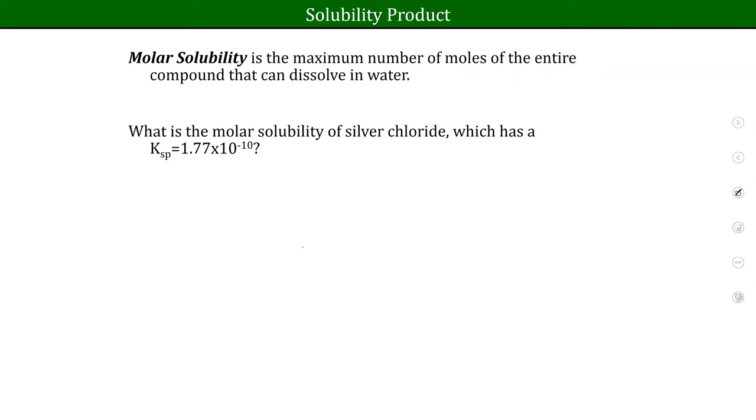So that number, if it's in molarity, you call it molar solubility. More commonly, if you're out in the everyday world, you'll see it in terms of grams per liter or something like that. You can dissolve 100 grams of sugar per 100 milliliters of water, which sounds like a lot, but turns out that that's about right. It's about a one-to-one weight ratio for water and sugar.